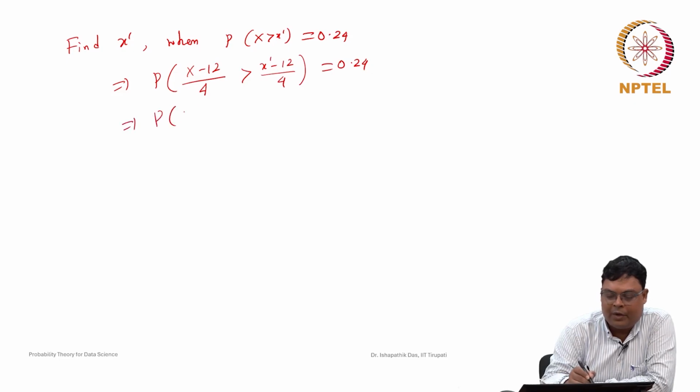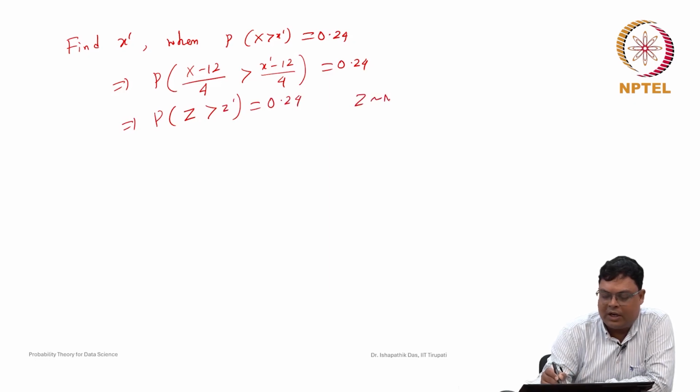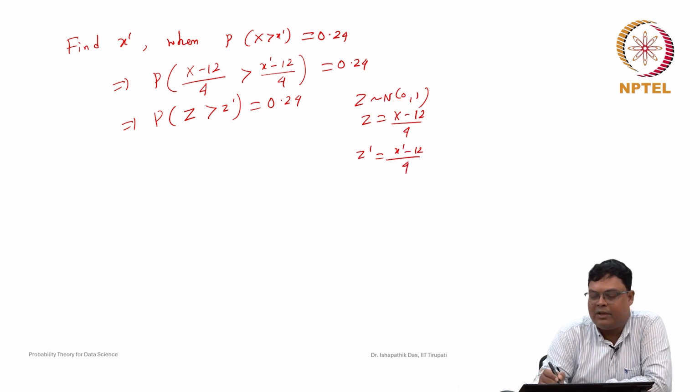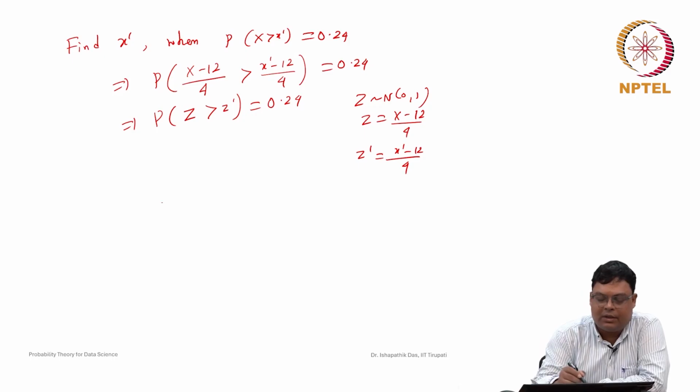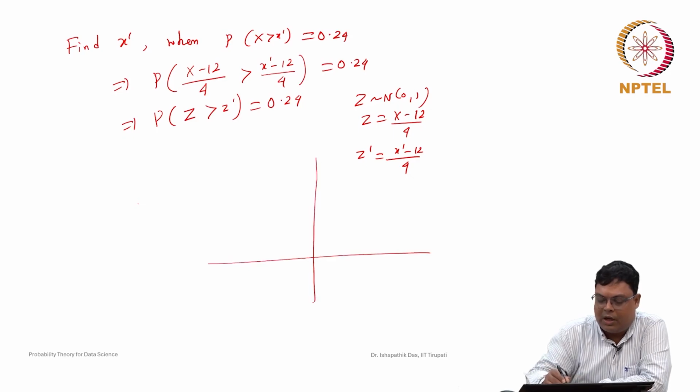So, that is the probability that z is greater than z dash, equal to 0.24. Here z is the standard normal variate 0, 1, where z is (x minus 12) by 4 and z dash is (x dash minus 12) by 4. If we can find z dash, then we can solve it and find the value of x dash also. Now, how can we find this z dash? We want this probability to be 0.24 on the normal distribution curve.